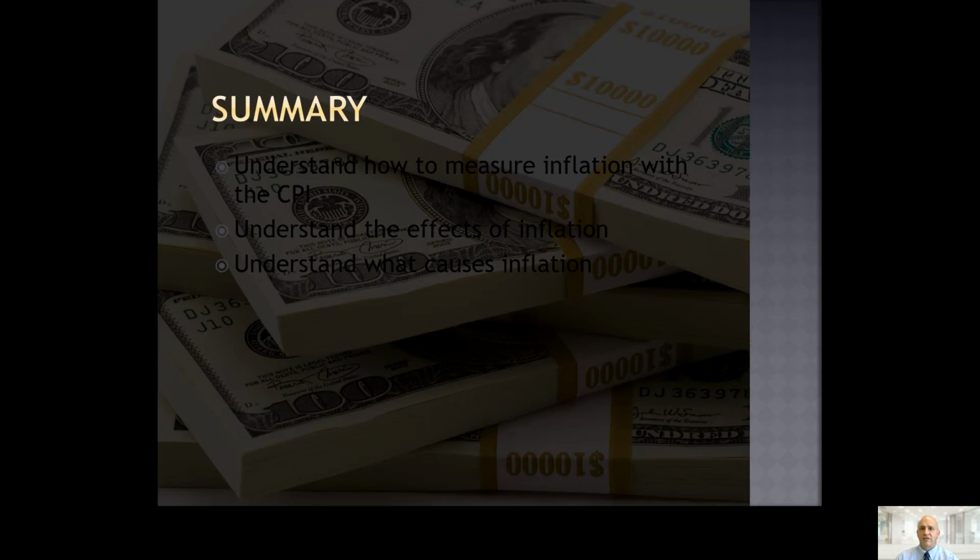So in general, out of this chapter, you should understand what inflation is and how it's measured, as well as the effects and the causes of inflation. We use these measures to determine the level of economic activity.